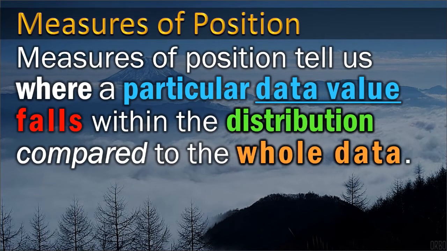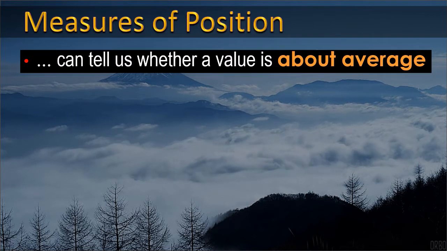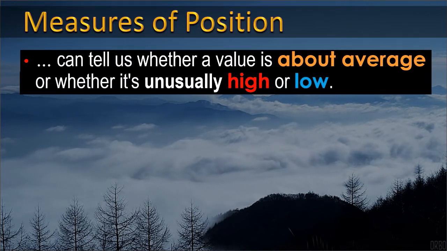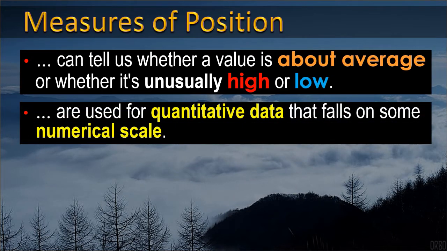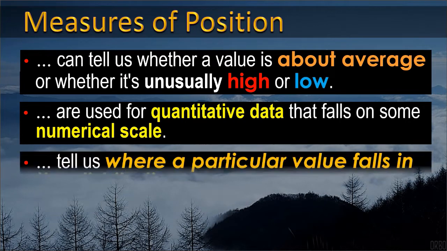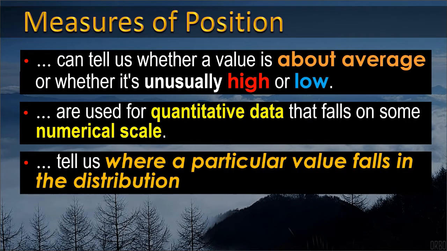Now let us discuss measure of position. Let us define what is measure of position. It tells us where a particular data value falls within the distribution compared to the whole data. It can tell us whether a value is about average or whether it is unusually high or low. It is also used for quantitative data that falls on some numerical scale. Measure of position tells us where a particular value falls in the distribution.